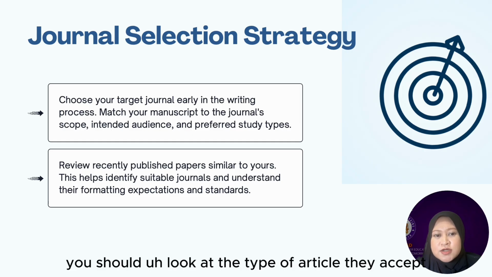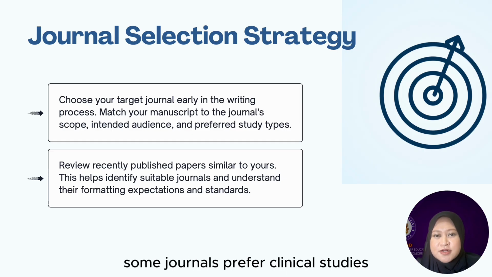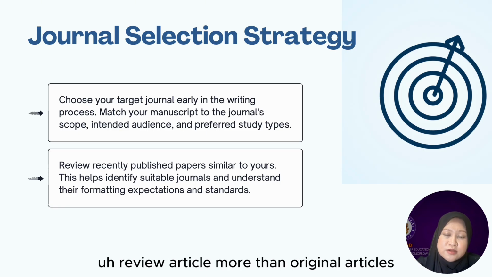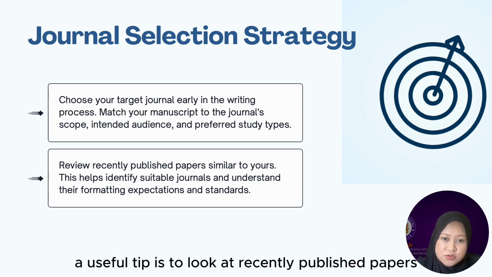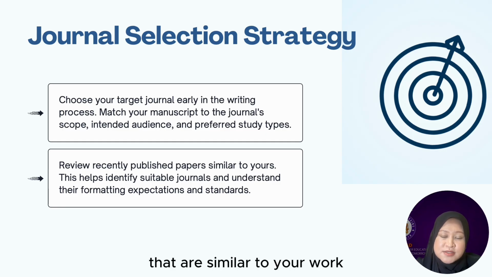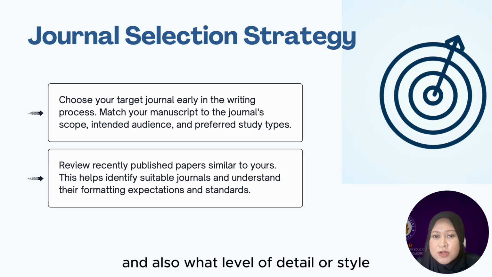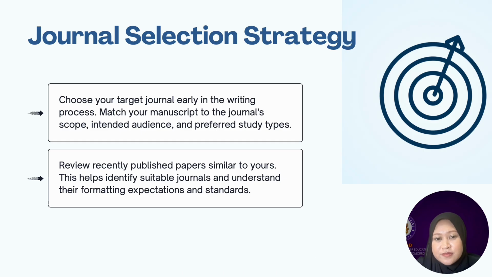And secondly, you should look at the type of article they accept. Some journals prefer clinical studies, some prefer experimental work, and others may prioritize review articles more than original articles. So a useful tip is to look at recently published papers that are similar to your work. This will give you a better idea on whether your study fits and also what level of detail or style the journal expects.